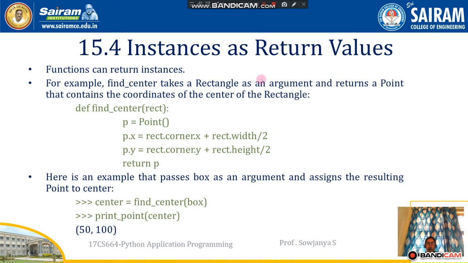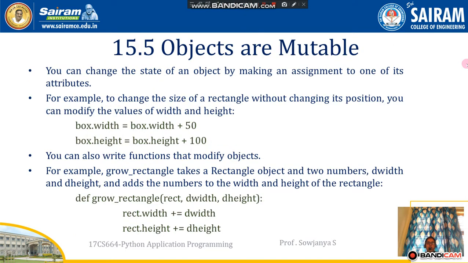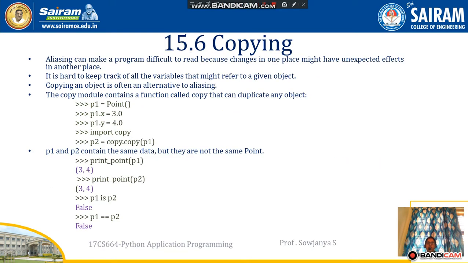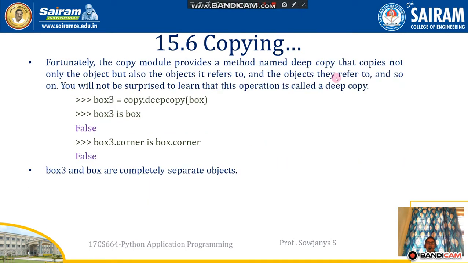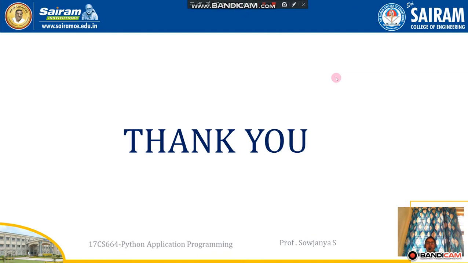Next, in a similar way, we have also discussed instances as return values. Using functions, how we can make instances as return values, and we have also discussed that objects can be mutable or changeable, and copying. Okay, that is how we can make aliasing. Okay, and what is the benefit and how we can make it, what are the different ways we can make it, and we have discussed examples for that particular way. Okay, so this is about classes and objects and how we can use classes and objects in the Python programming language. Thank you.